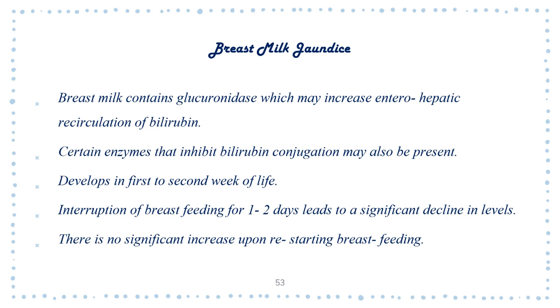Breast milk jaundice. This is a very interesting disease in which the breast milk itself is the reason for the baby to have jaundice. There are certain enzymes that can be present in the breast milk which will inhibit bilirubin conjugation. Usually, this develops in the first to second week of life. It will not be present immediately after birth. Usually, if breastfeeding is interrupted for 1 to 2 days, it will result in a decline in the level. But with breast milk jaundice, it will never cause a very high level of unconjugated hyperbilirubinemia that can negatively affect the baby. And interestingly, if you interrupt the breastfeeding and restart after a few days, the jaundice will not develop again.